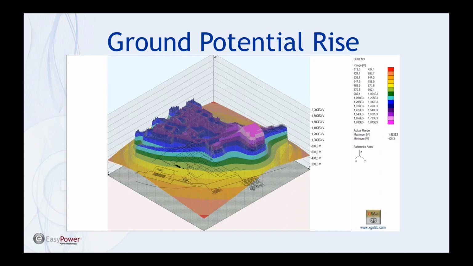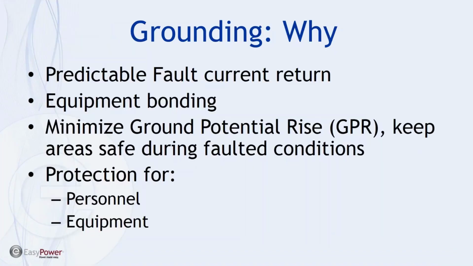So now, jumping into why we do grounding analysis, why we do grounding calculations, why we ground. Generally speaking, we ground systems and perform equipment bonding to achieve a predictable fault current return path. A predictable fault current return path allows for fast and effective system coordination and fault isolation. This protects both equipment and personnel.